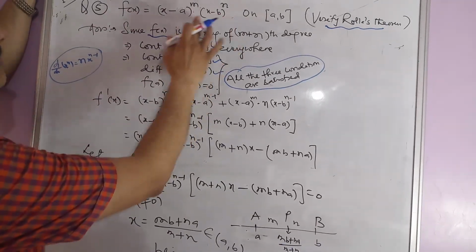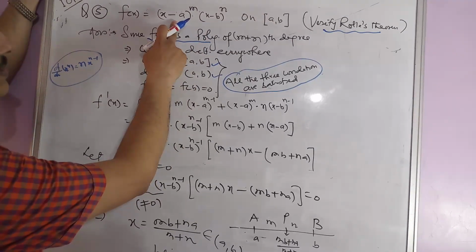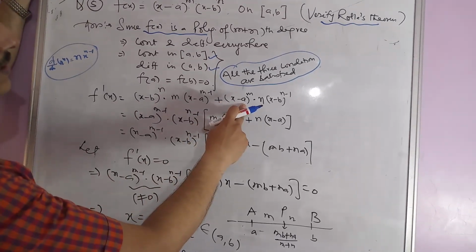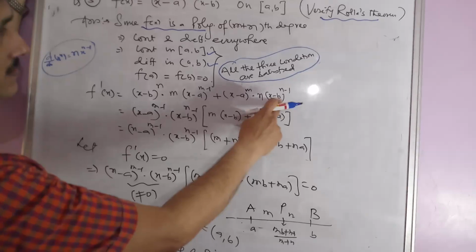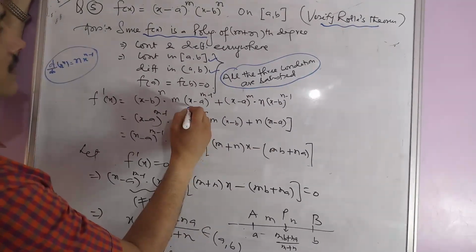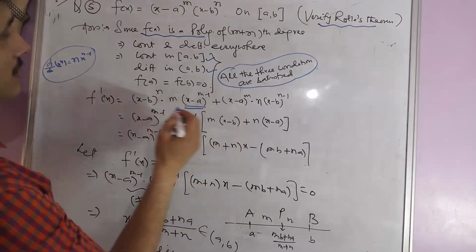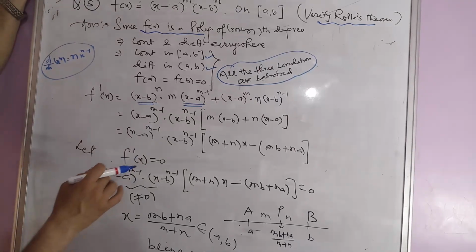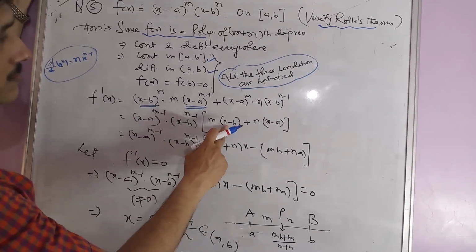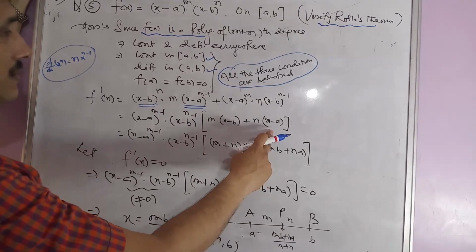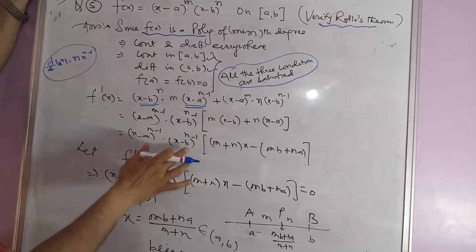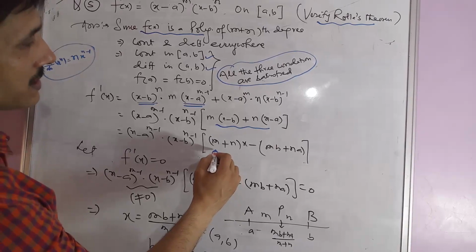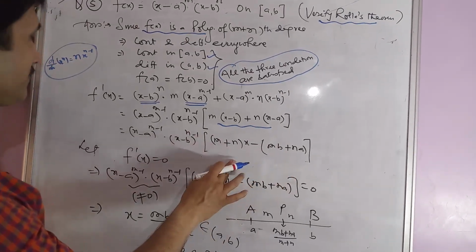First factor: (x minus b) whole to the power n, dc of this, m into (x minus a) whole to the power m minus 1. Again first factor (x minus a) whole to the power m, dc of second, n into (x minus b) whole to the power n minus 1. Here (x minus a) to the power m minus 1 and (x minus b) to the power n minus 1 are common from both terms, we have m into (x minus b) plus n into (x minus a), bracket, (x minus a)^(m minus 1) (x minus b)^(n minus 1), and this becomes (m plus n) x minus (mb plus na).